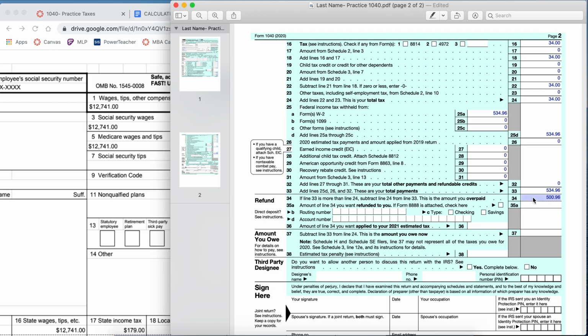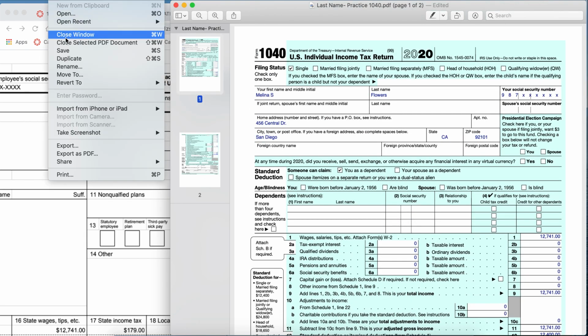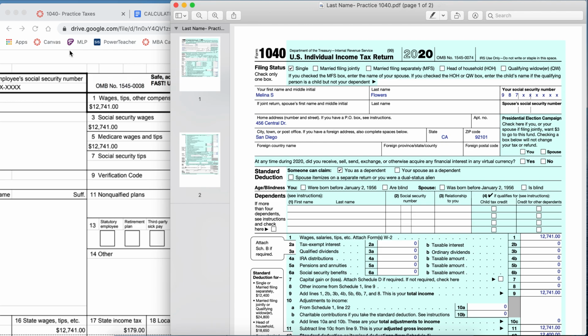Now that we know that we overpaid by $500.96, how much of that do we want back? We want all $500.96. Now that we have this completed, our taxes are done, and we can file, save, and submit from here.